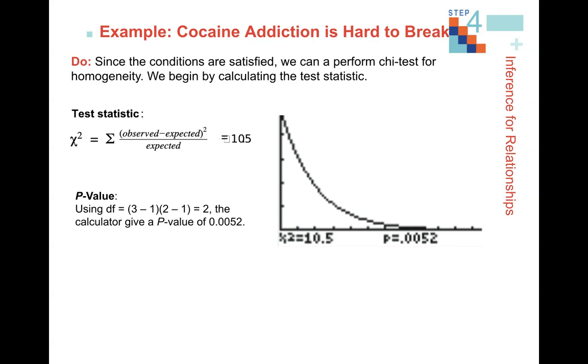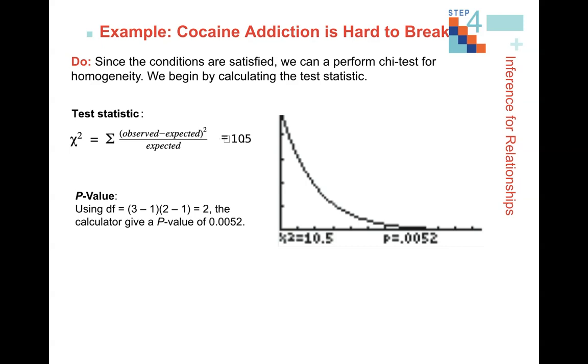For the do step, you have to show the formula for the chi-square test statistic. Chi-square is equal to sigma of observed minus expected, quantity squared, divided by expected, which is equal to your actual chi-square. We use the calculator to calculate that. Using df equals 2, the calculator gives us a p-value of 0.0052.